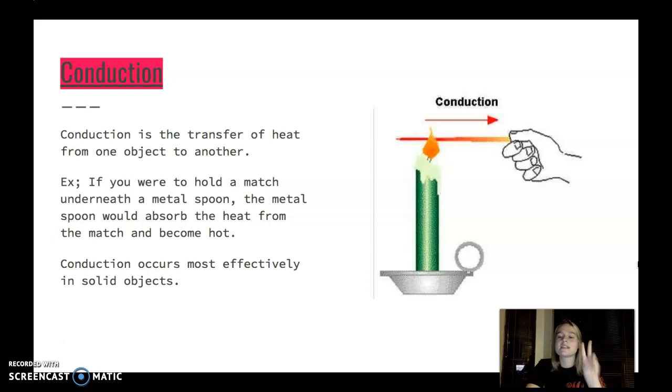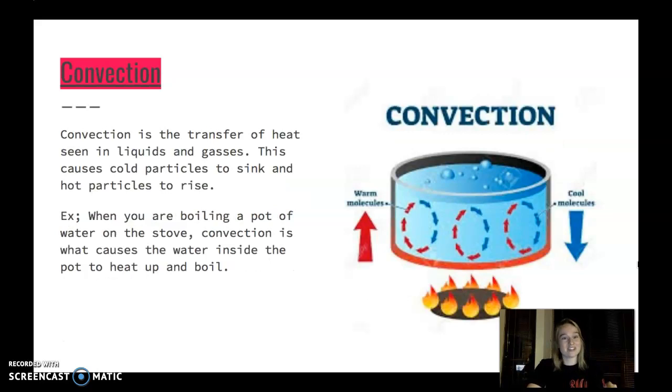And so moving on to our second form of heat energy transfer, thermal energy transfer, is convection. Now, convection is a transfer of heat that's often seen in liquids and gases. It's seen in what? Liquids and gases.